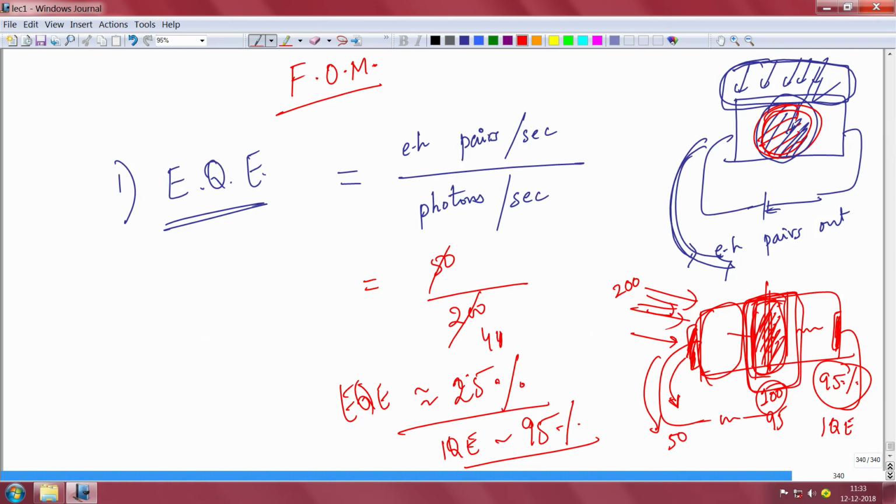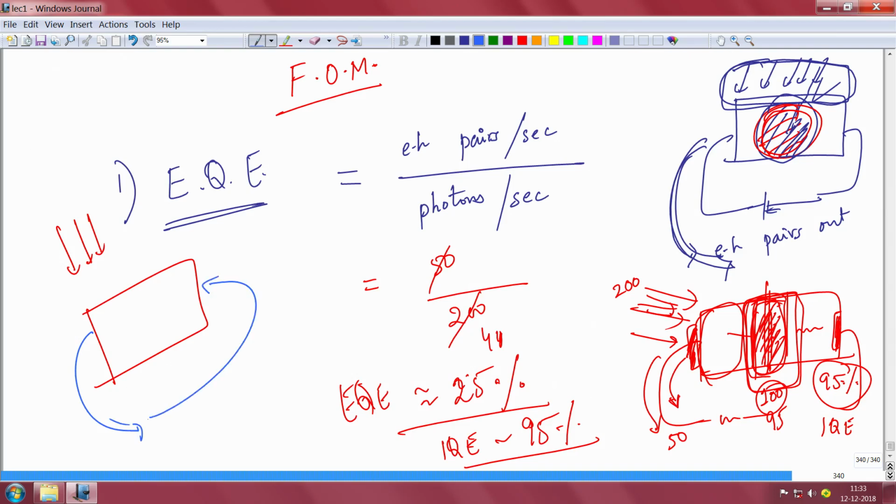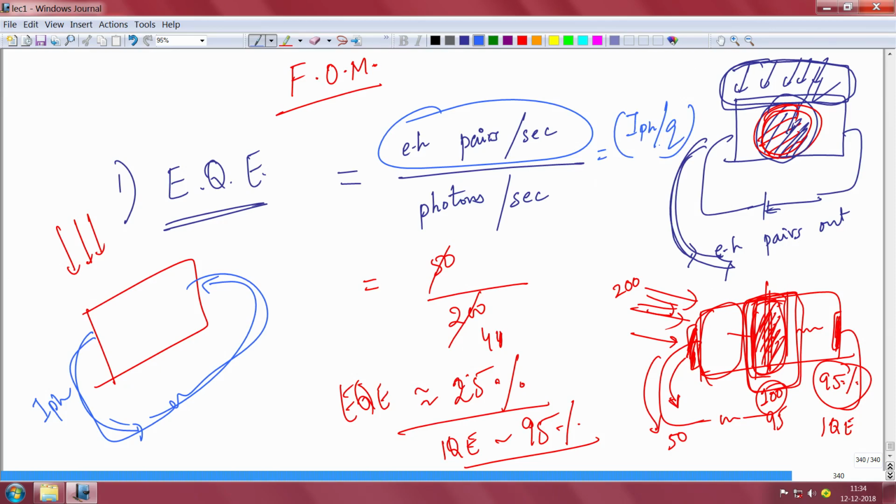Suppose you have a photodetector and you are shining light, and the current that is coming out in the circuit is I photon. So the number of electron hole pairs coming out per unit time will be I photon divided by the charge of an electron. You agree? If there is a microamp of current, then 1 microamp divided by 1.6 × 10⁻¹⁹ coulomb will give you the number of electron hole pairs per unit time coming out of the circuit.